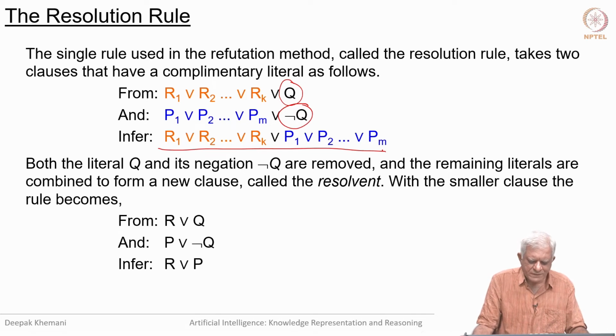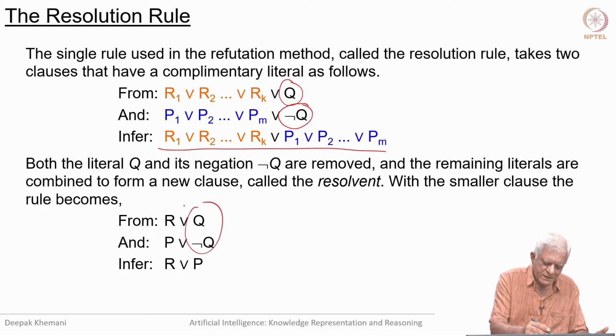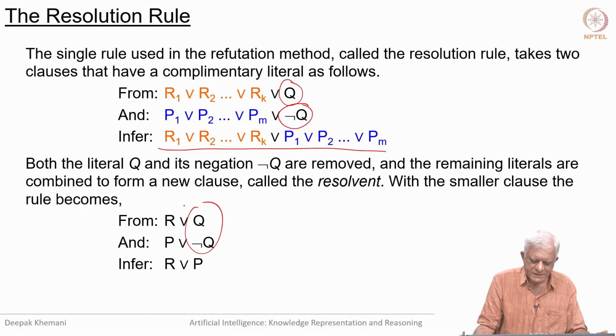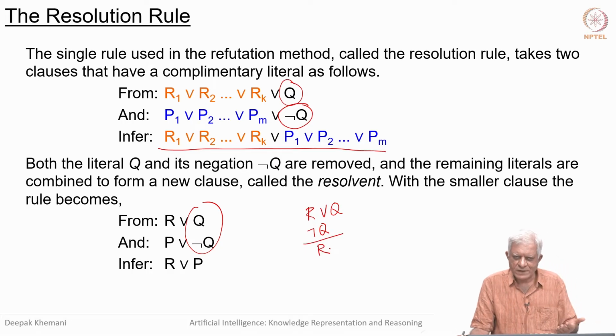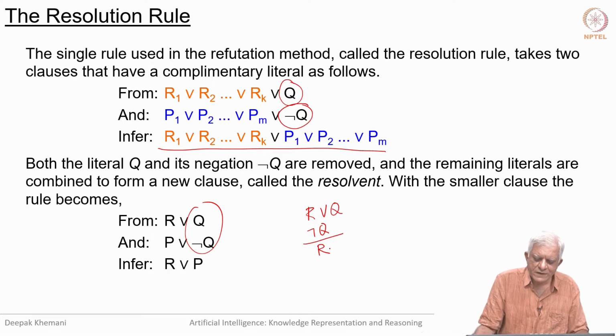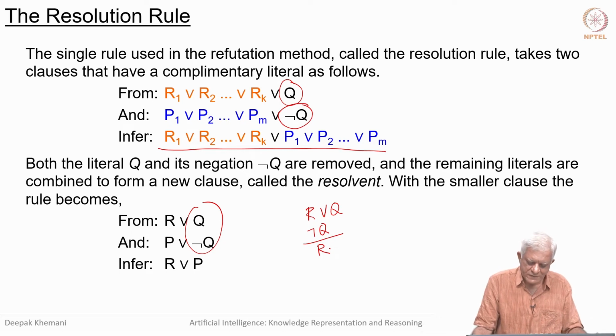For a smaller formula, from R or Q, from P or not Q, we eliminate Q and not Q, and we are left with R or P essentially. More interestingly, if we had something like this, if we had R or Q and if we had not Q here, we would reduce it to R essentially. So, you can see glimpses of other rules in the resolution rule as well. It is a general enough rule to subsume most other rules.